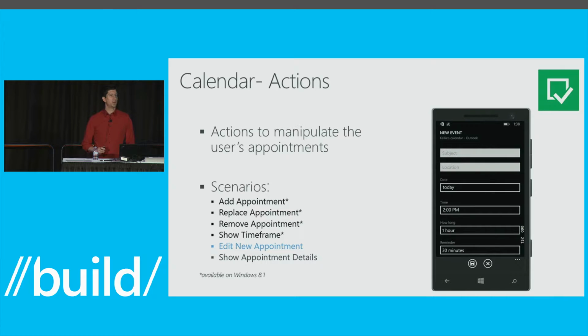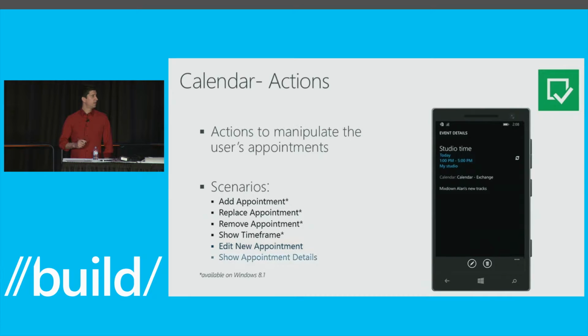Then we have two new ones that we added for Windows Phone 8.1 that were not available on Windows. And those are the edit new appointment. In this case, it's similar to the show add appointment, except it allows the user to make edits to the appointment before saving it to the calendar. And then the show appointment details. In this case, you can navigate the user directly to an appointment that you had previously created using that same appointment identifier.